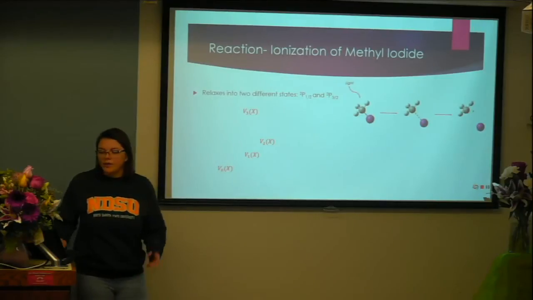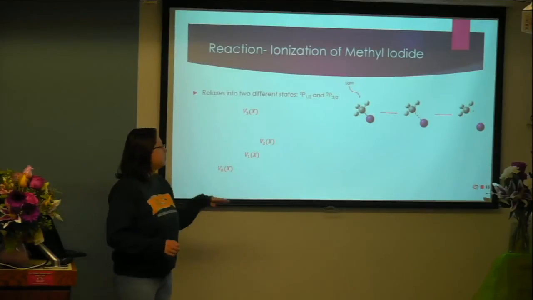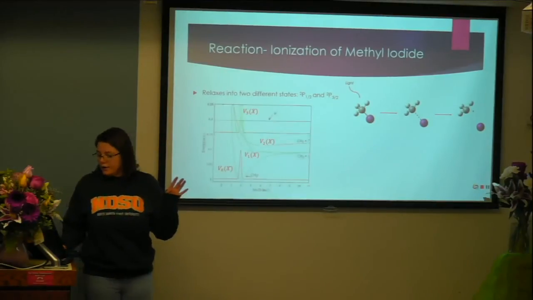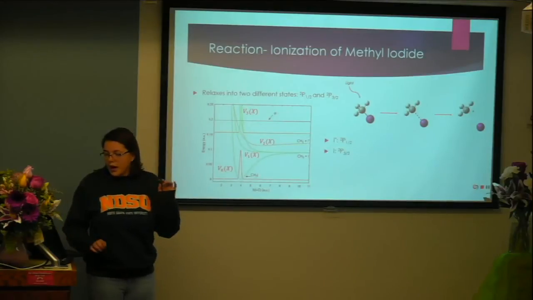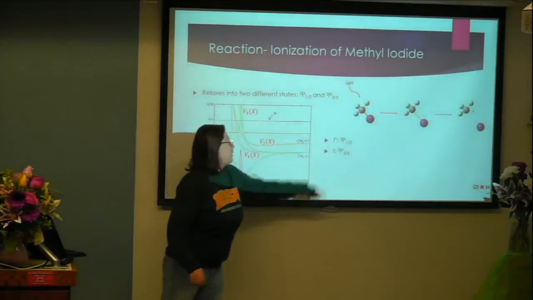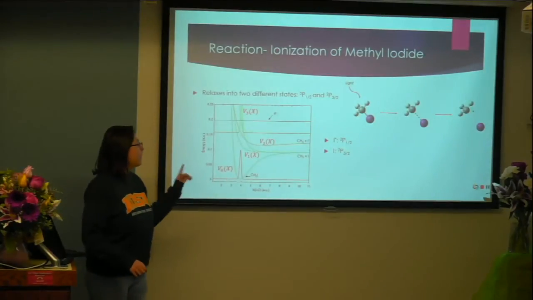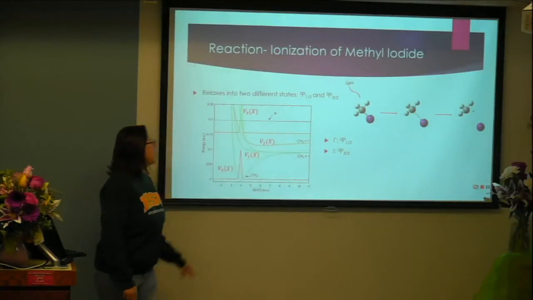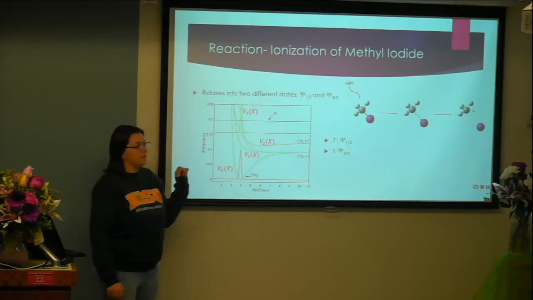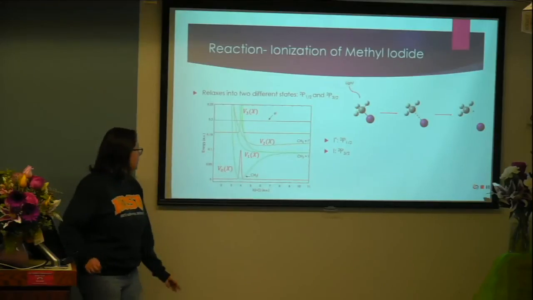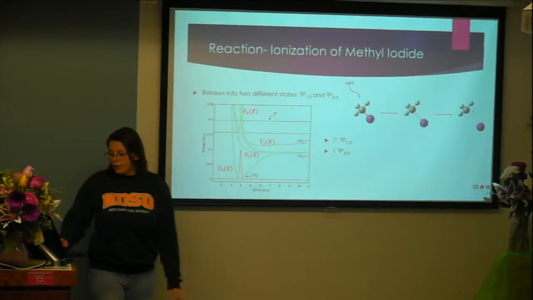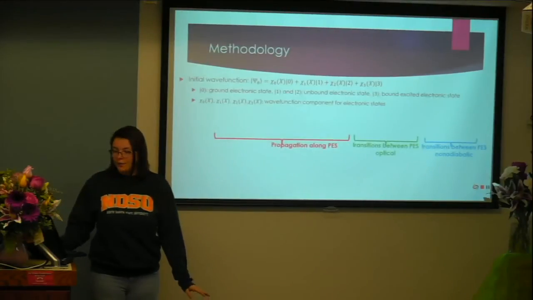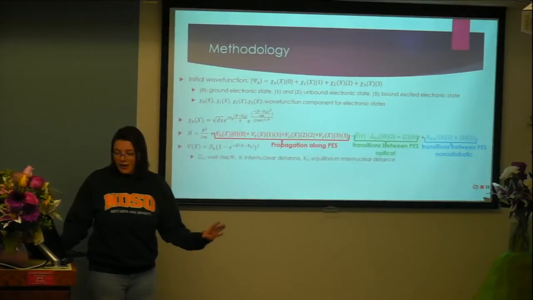After it excites, it relaxes into two different spin states, the spin 1/2 and the spin 3/2. Spin 1/2 has a higher energy than the spin 3/2 does. In literature, I star denotes the spin 1/2, and the regular I denotes the spin 3/2. The higher energy is seen here, and these are just the labels for the potential energy surfaces that we investigated. And this is the reaction barrier for just the breaking of the methyl iodide. So I'm not going to get into methodology, but it's all here.